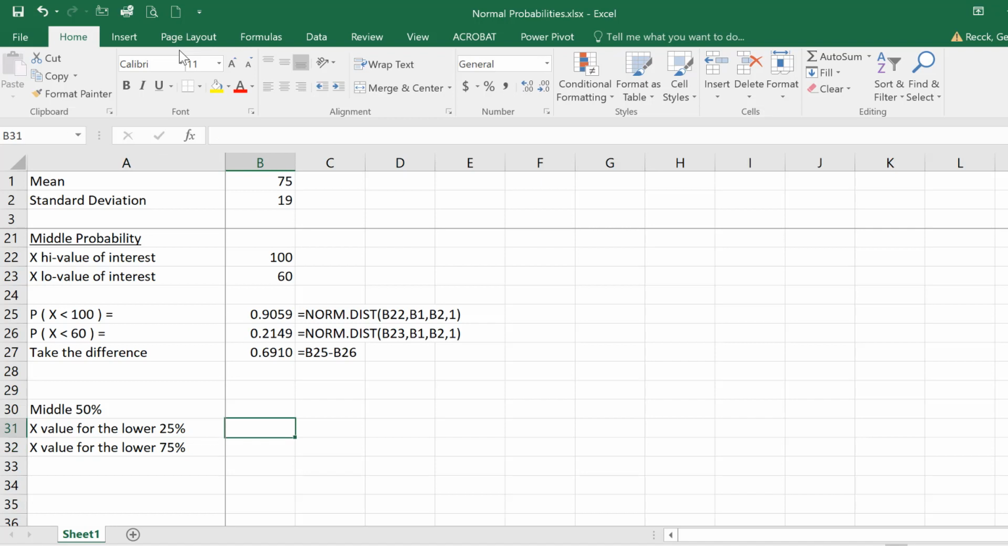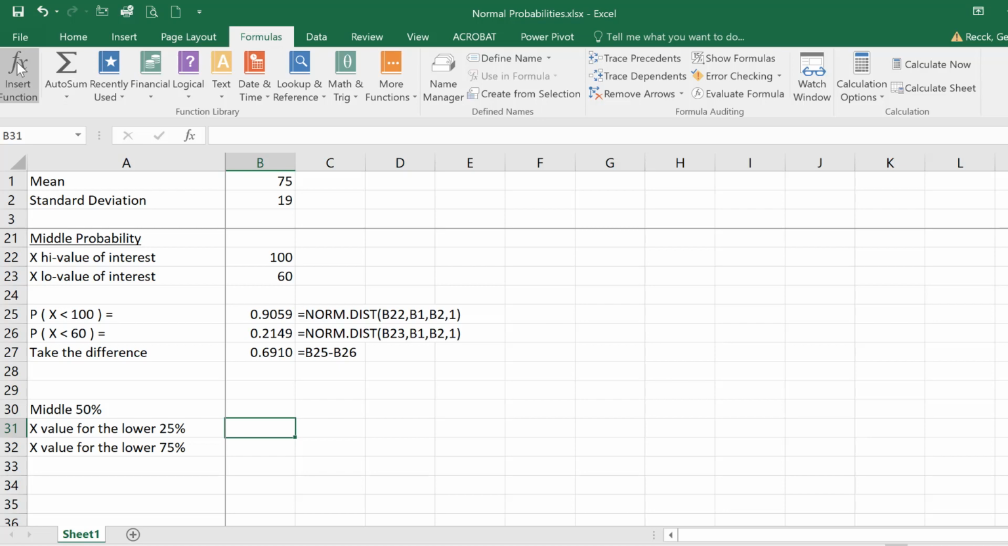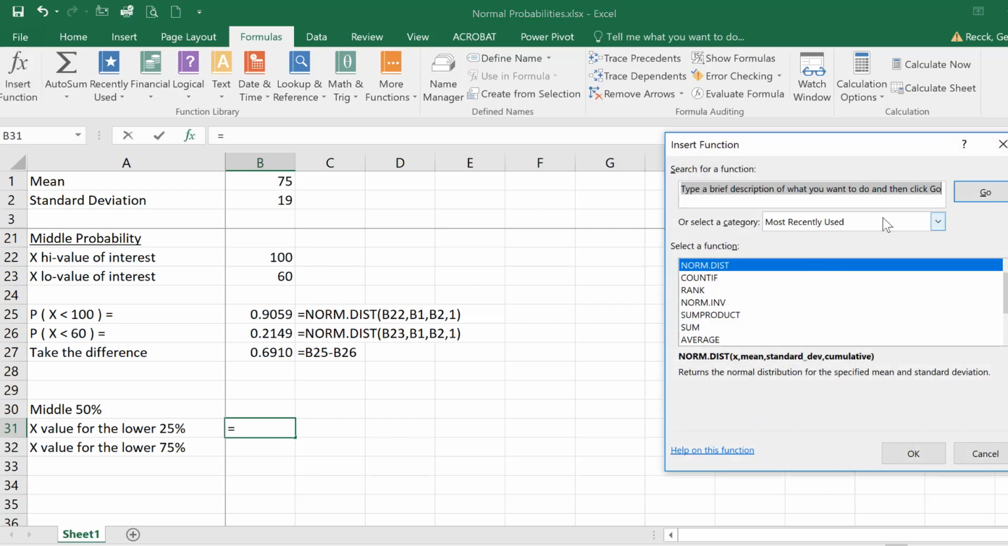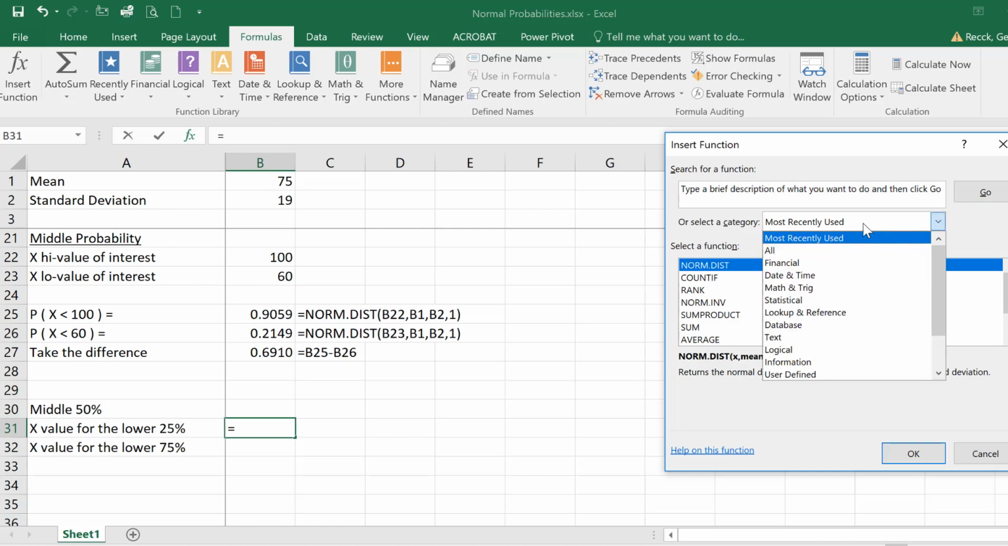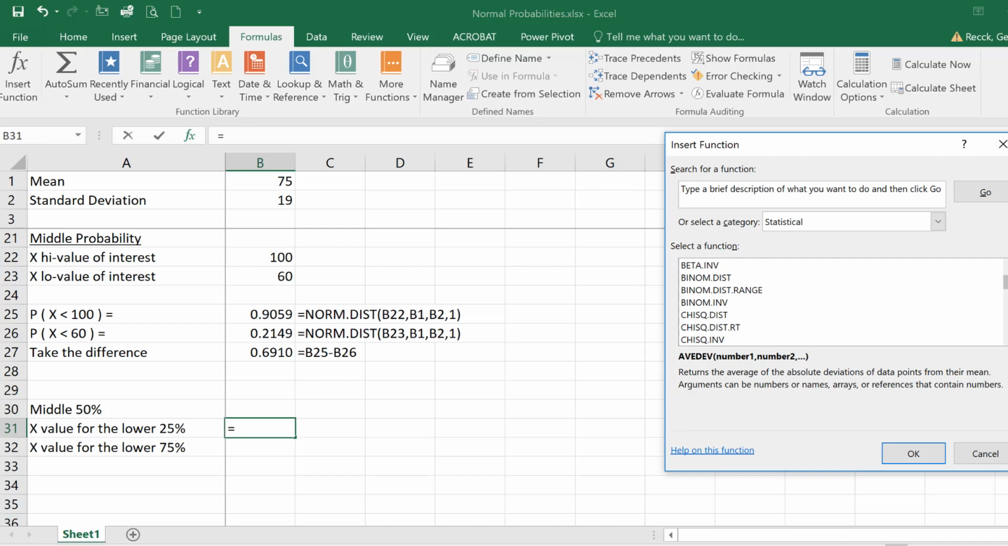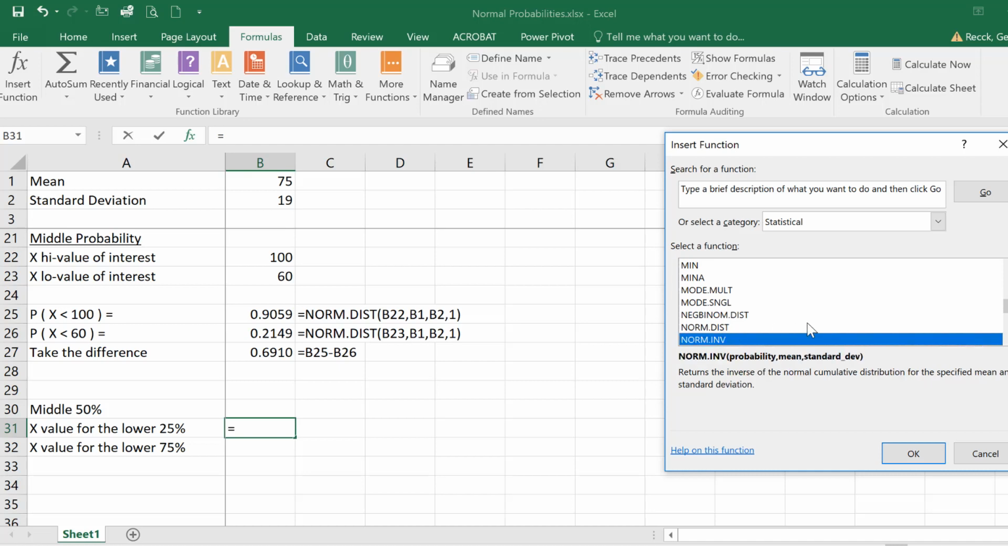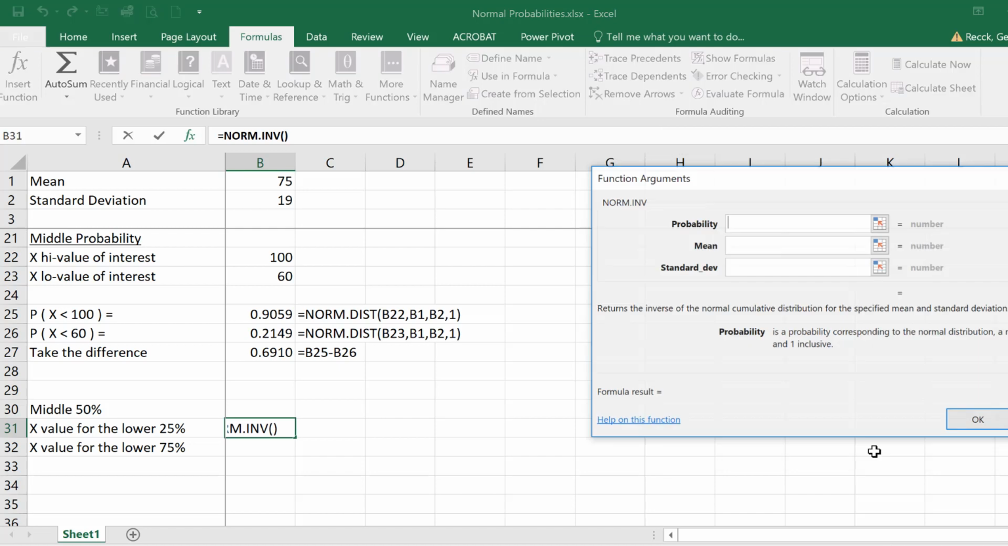Now we know what the probability is. That is, that left tail is already defined as 0.25. So in this case, we're going to go to Formula, Insert Function. Kind of give you a hint, it's norm.inv, but let's look at it the long way. Let's go down to Statistical, drop down to the N's. Here's the norm.inv. Again, on the older versions, it may not have the .inv.